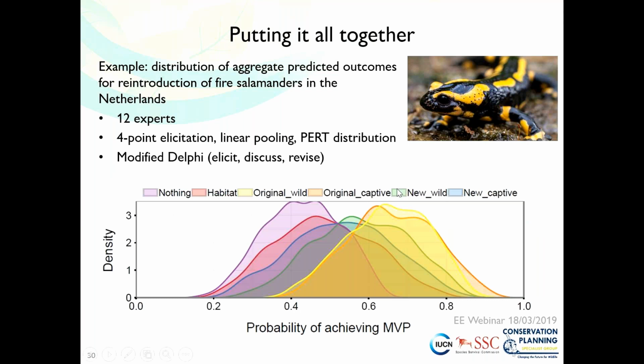a plot like this, which we then used to judge that doing nothing was the least likely action to result in a minimum viable population, and doing reintroductions with captive individuals was the most likely to achieve our objective. And this then informed management decisions. So this is how it works.